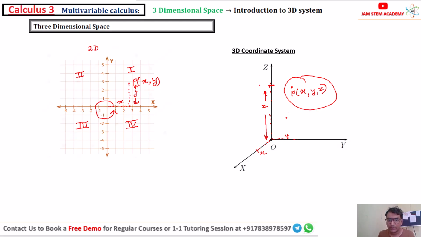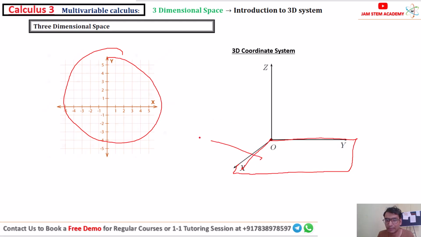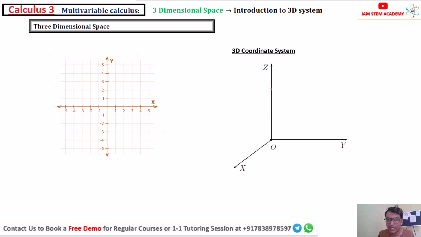Okay. Here we have this x and y axis. So the plane formed by this is the xy plane that we have already studied in 2D. This is the same xy plane over here. So we also call it xy plane, and we can also call it z equals to 0, because on this all the values of z are 0. So z equals to 0 is the equation of this xy plane. Remember this.